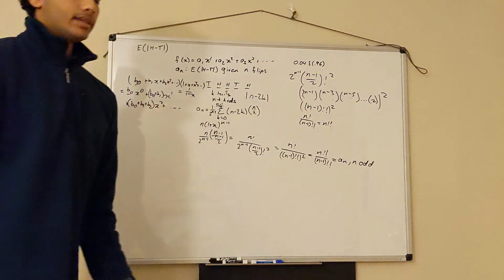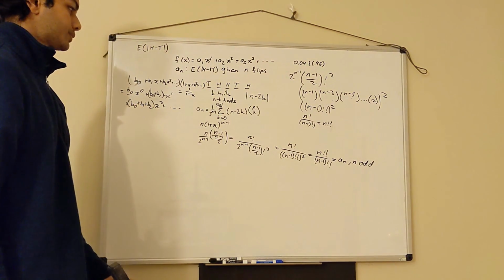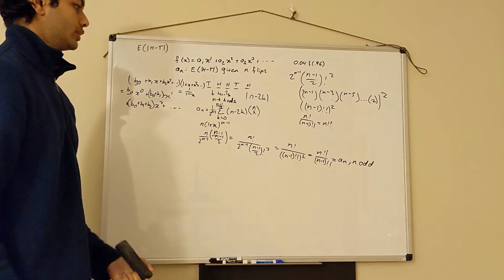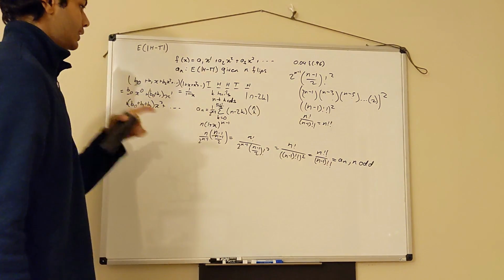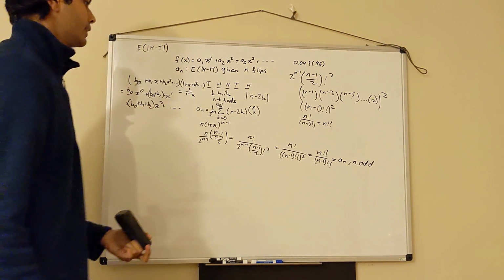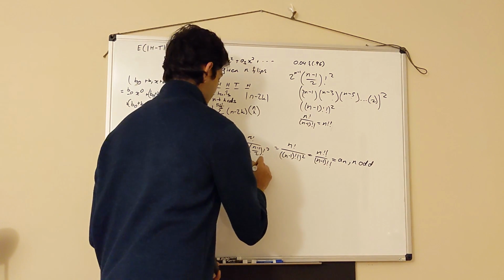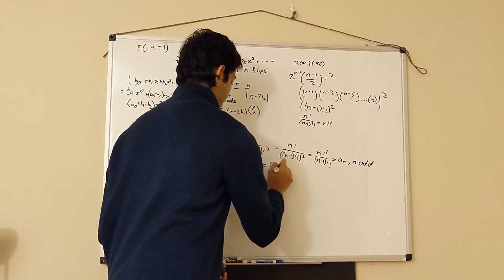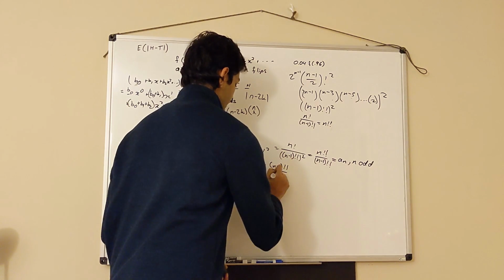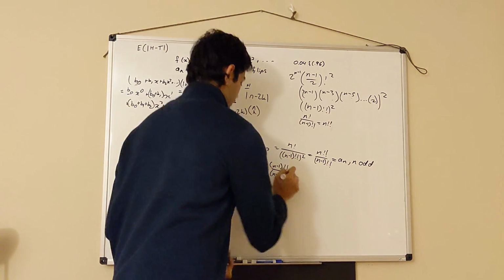And I'll leave it as an exercise to you. You can try it out in much the same manner as we had here, to check that for n is even, we have that a_n is equal to n minus 1 double factorial over n minus 2 double factorial.